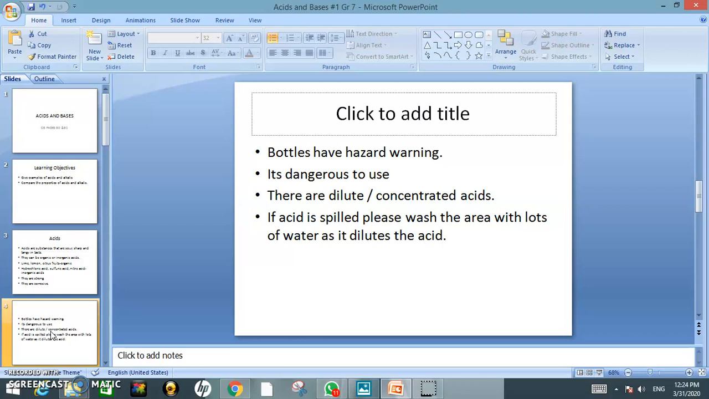Now, if acid is spilled, please remember, sometimes in life you may be facing this. You must have your knowledge handy that whenever there is acid which by mistake, God forbid it ever happens to any of us, spills on our body, please wash the area with lots and lots of water. The only reason is that it will dilute the acid.